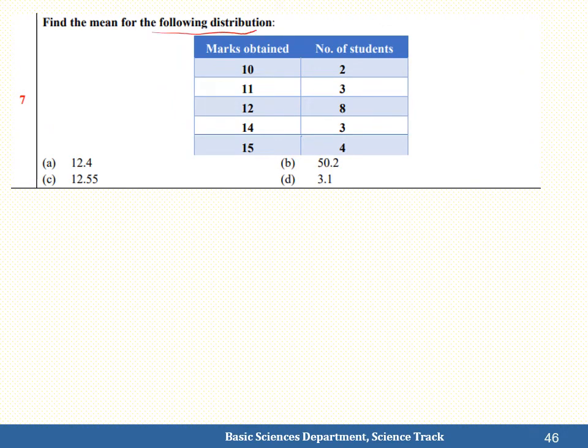Find the mean for the following distribution. These are the marks obtained by the students, and this is the number of students who obtained each grade. This is the frequency, meaning how many times this score is repeated in the data set, and these are the x values. So how can you find the mean here?